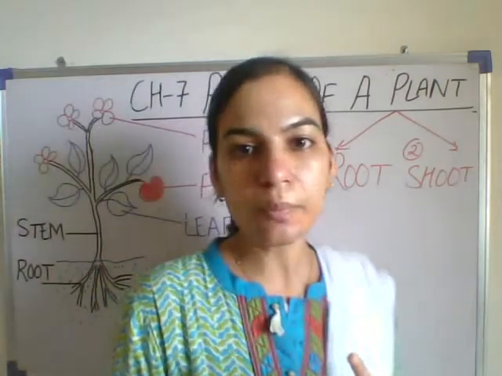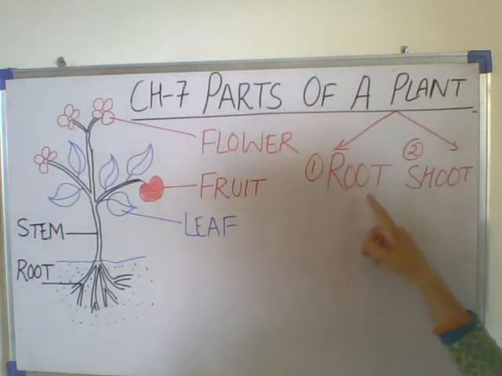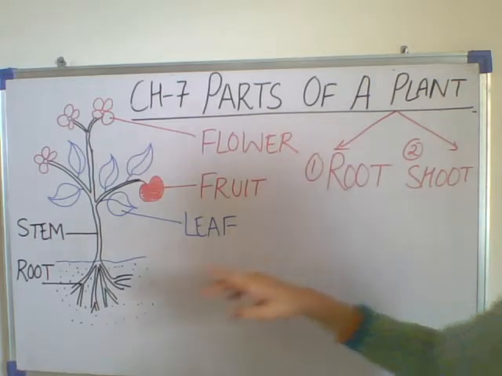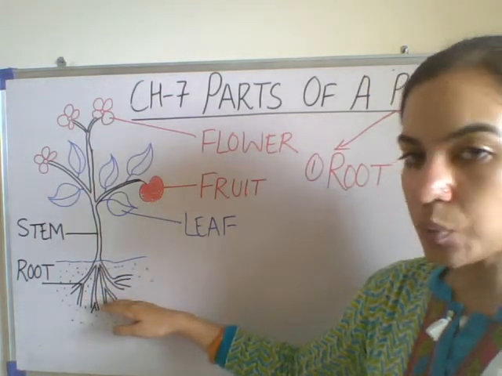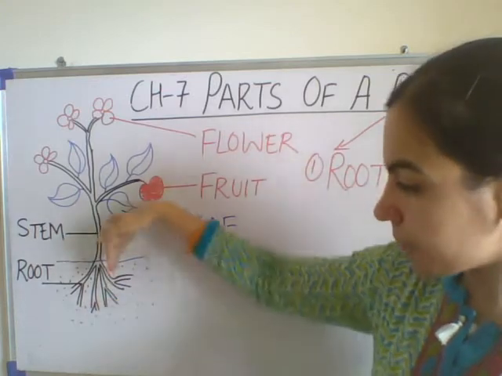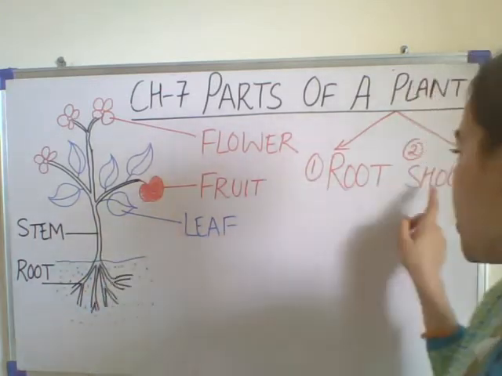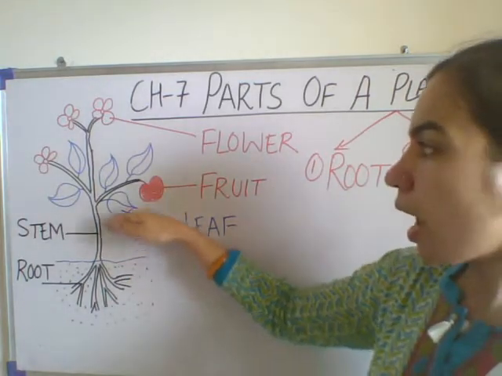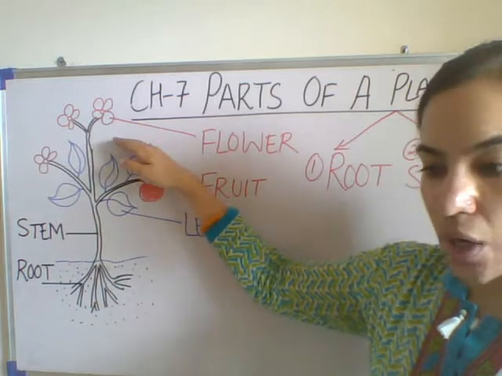So there are two main parts of a plant. One is called a root, another is called a shoot. The root grows below the ground, that is, in the downward direction. Downward means towards this direction, downside. And the shoot grows in the upward direction, that is, above the soil.